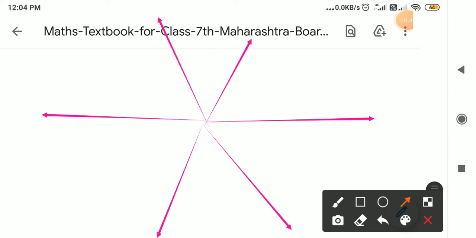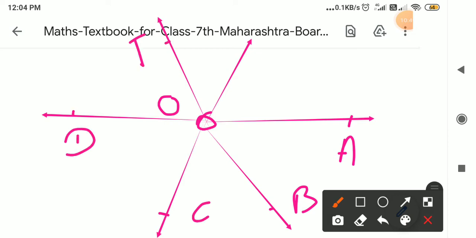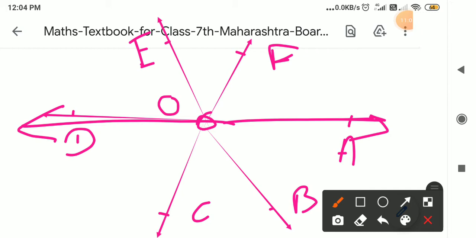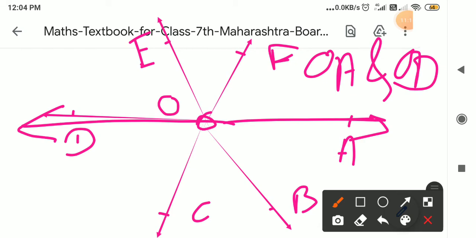Suppose O is the center, and here are A, B, C, D, E, F. Okay, these are the names. From these angles inside, which is the opposite pair of rays? Opposite means exactly opposite: one ray is going this side, the other ray is going that side. So OA and OD are the opposite rays, if they are facing opposite directions.